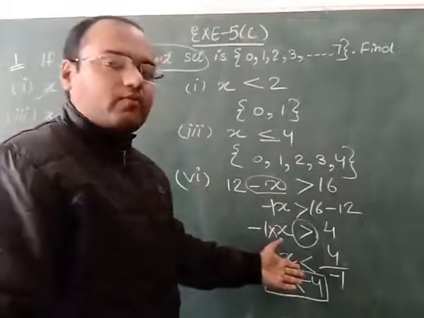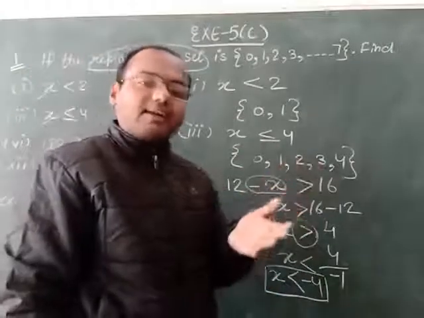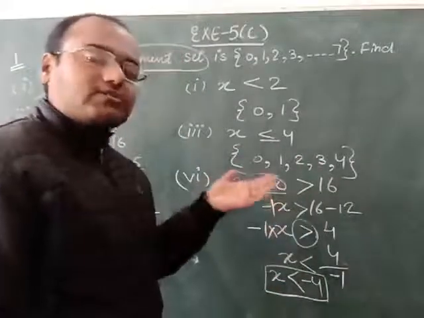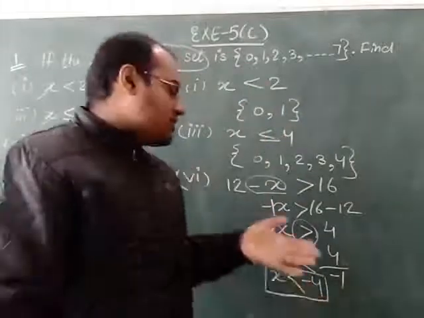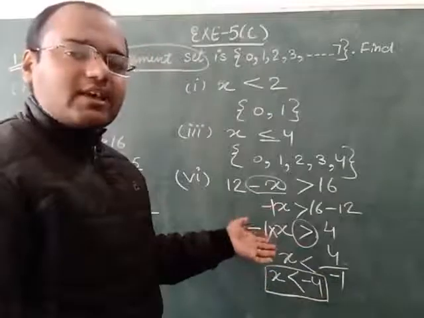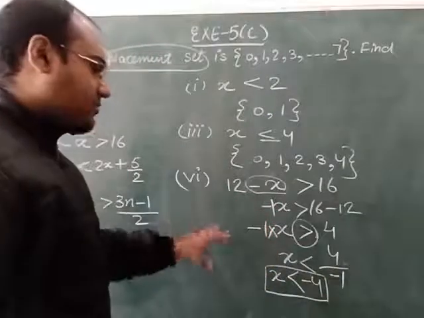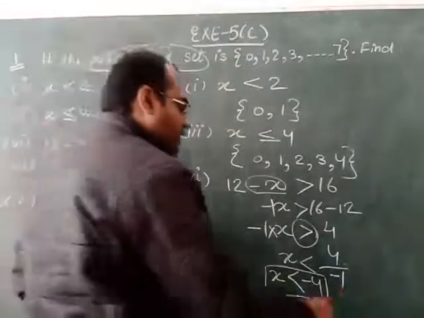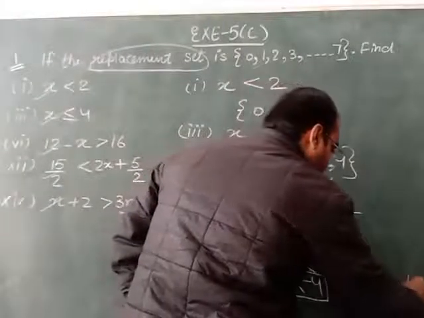Less than minus 4 we have to write. Less than minus 4 is minus 5, minus 6, minus 7. These all are the numbers which are less than minus 4. But in the replacement set, these numbers are not given. So we will write it as an empty set. We will write it is empty set, that means no solution. So here we will write no solution.